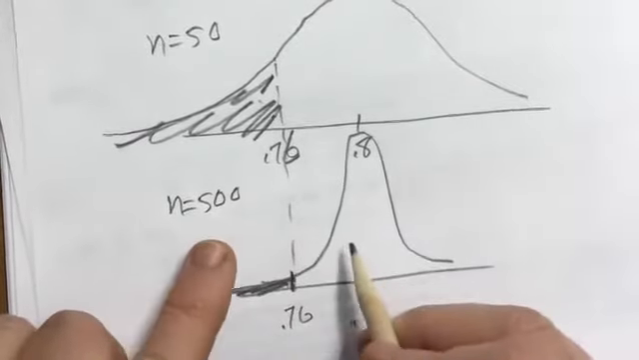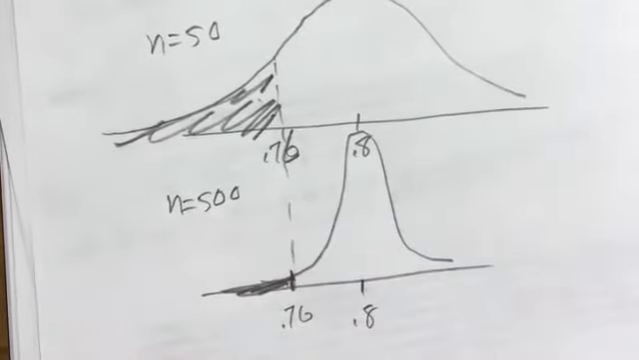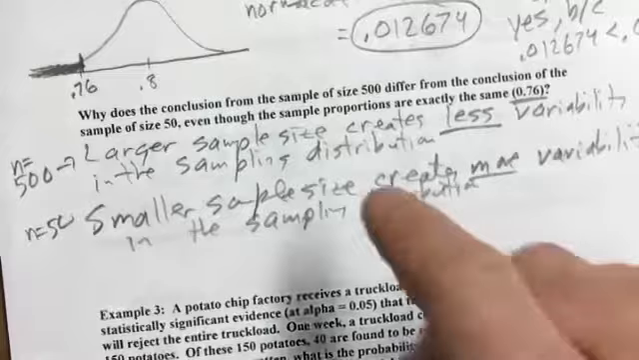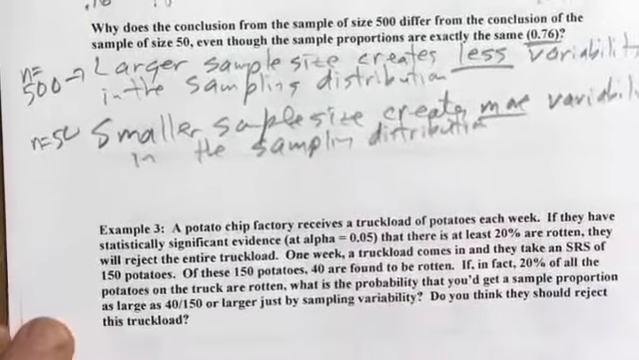So when you have a bigger sample size, there's less variability. It makes your normal curve shrink and get higher, is what happens. And that's an important concept: the bigger sample size means less variability.